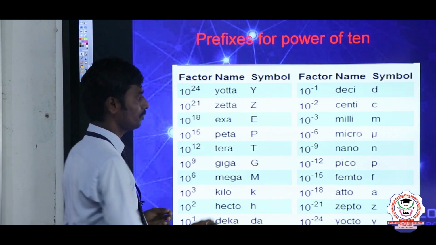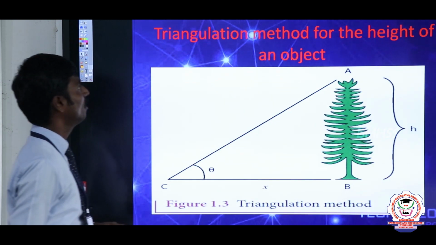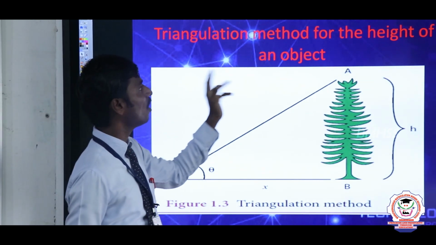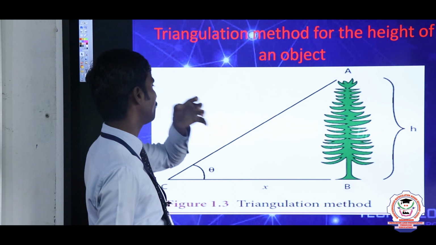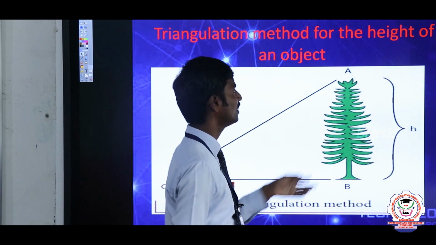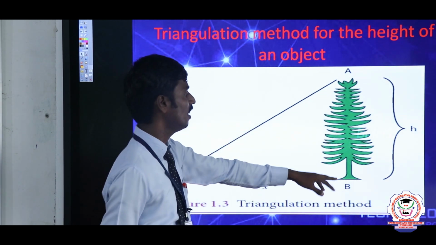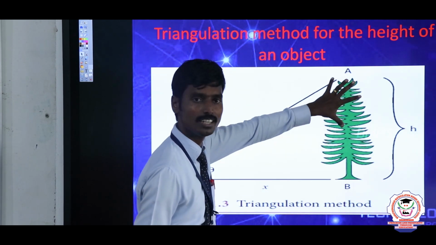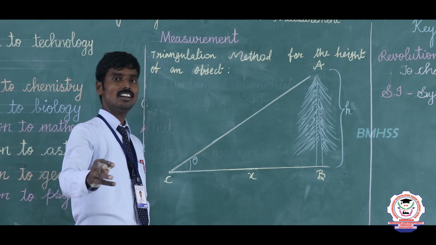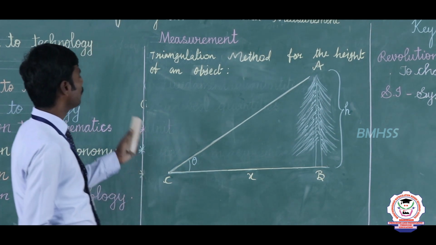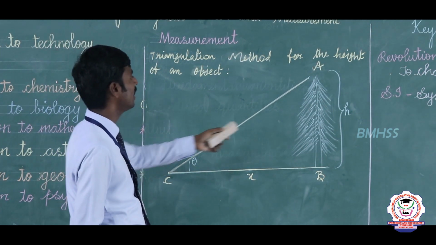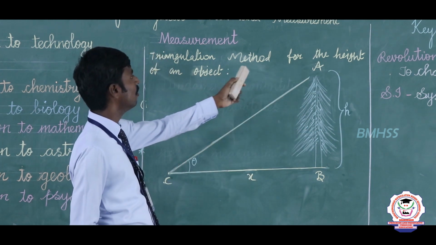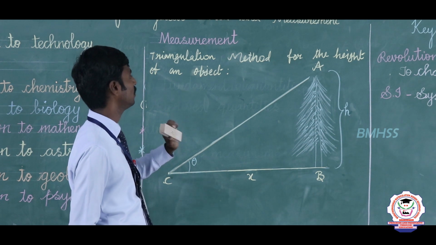This one deals with the smallest objects, that is the microcosm. This one is the macrocosm, which deals with large objects. The next one is the largest distance. I am going to explain the triangulation method for the height of an object. See, let us consider an object, a tree. The distance between A and B, AB, is nothing but the height of the tree. Listen here. Now I am going to determine the height of the tree.